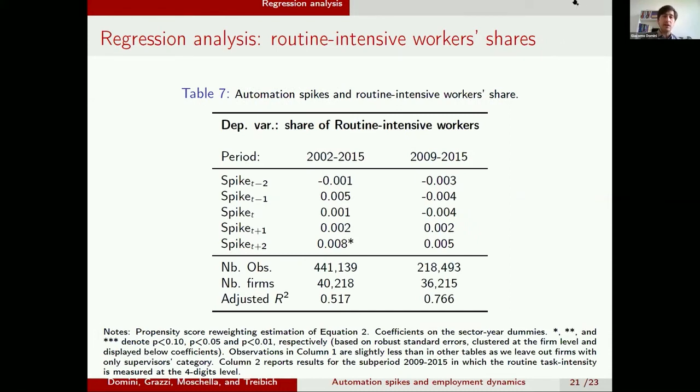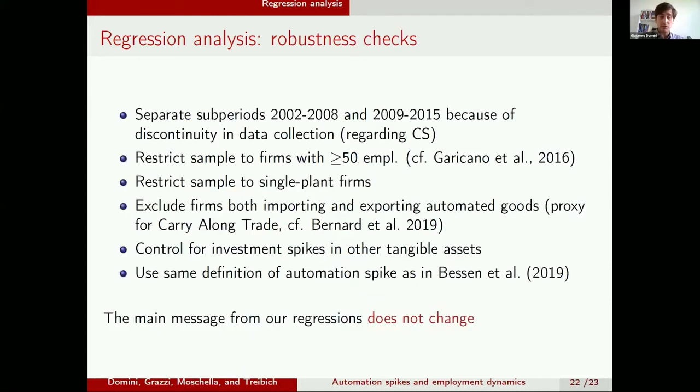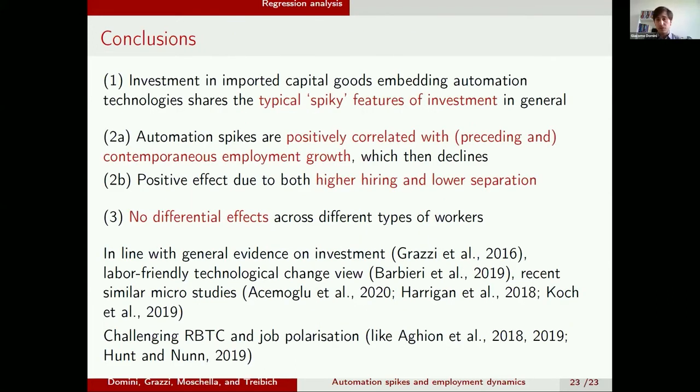And finally, even if we look at the share of workers in the top tercile of the routine task intensity index, we similarly have a general picture of lack of significance. This is particularly true for the second column, 2009-2015, in which our match of French categories to international categories is much more precise because we exploit the four-digit detail, which is not available before 2009. We run an extensive battery of robustness checks that I'm afraid I do not have the time to go through right now, but long story short, the main message from our regressions does not change.